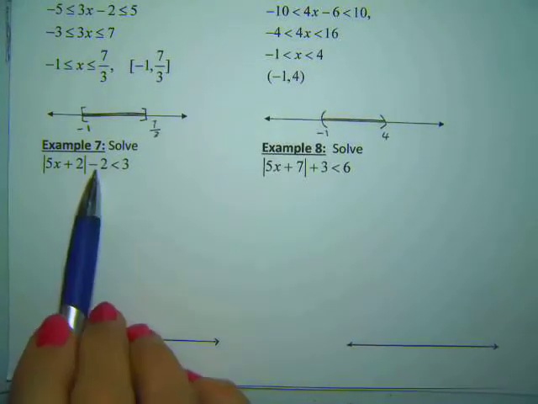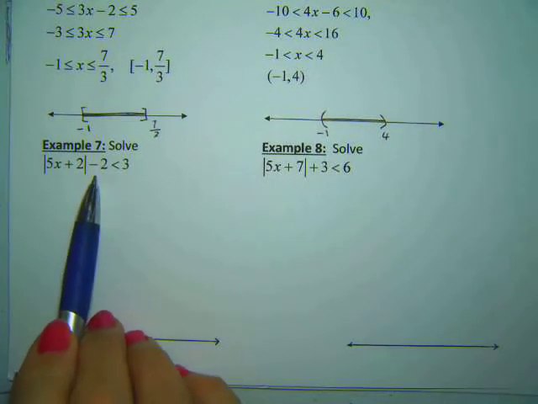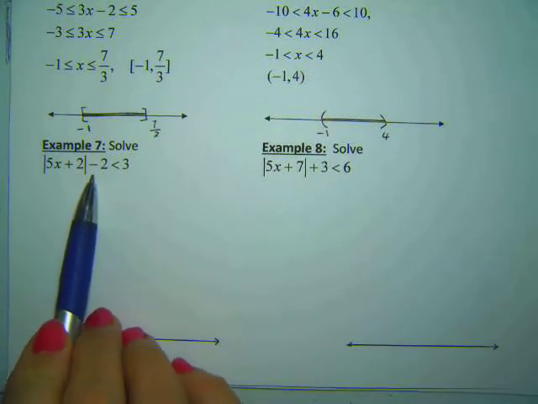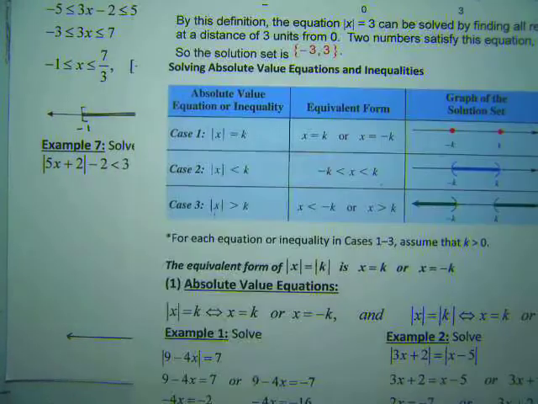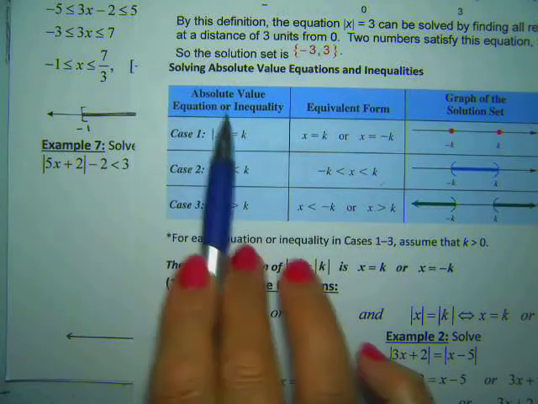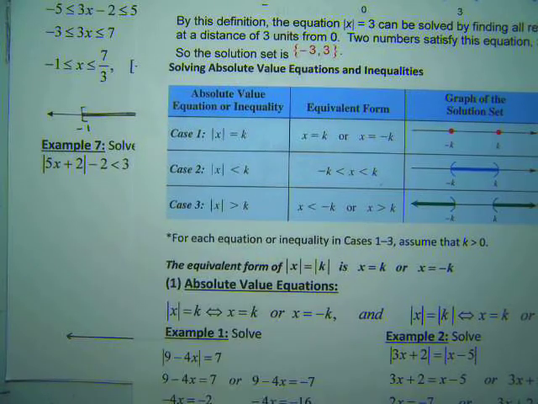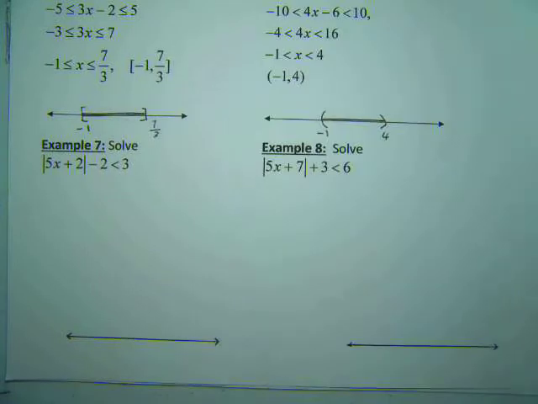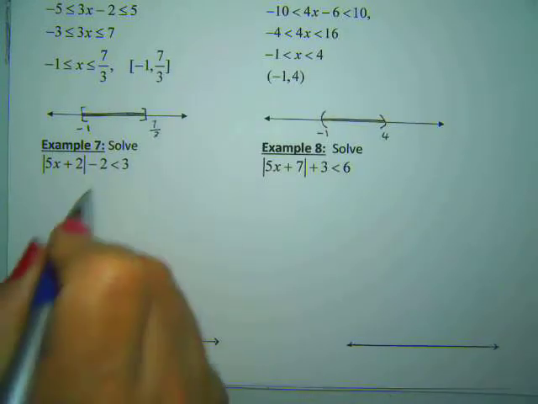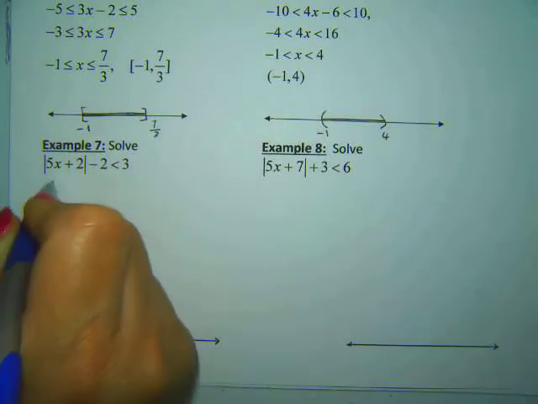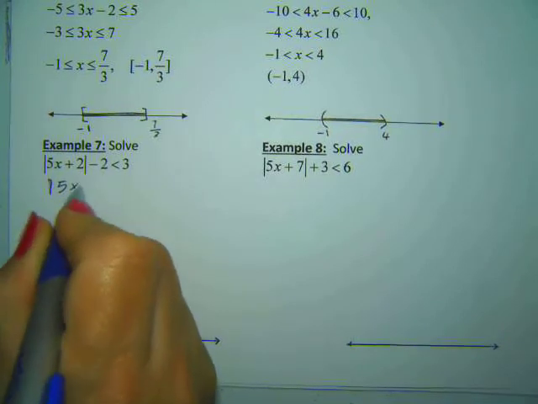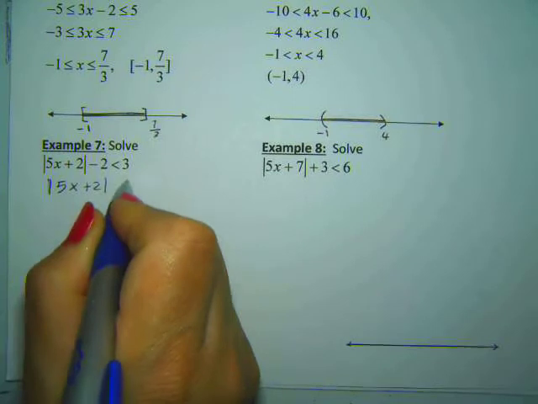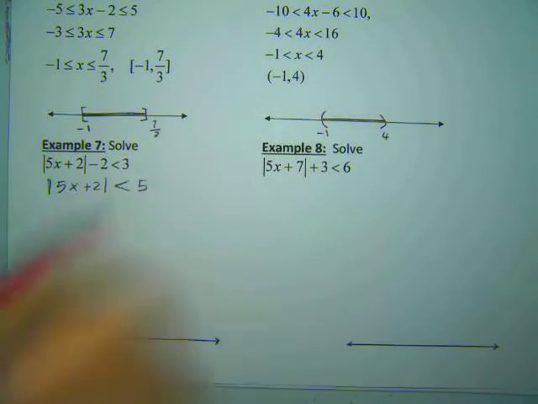In these examples, I have something on the left hand side with the absolute value. Well, all the rules that we talked about are only for absolute value on the left hand side. We cannot have anything with it. So the first step has to be to first add 2 to both sides. So I'm going to get the absolute value of 5x plus 2 is less than 5.